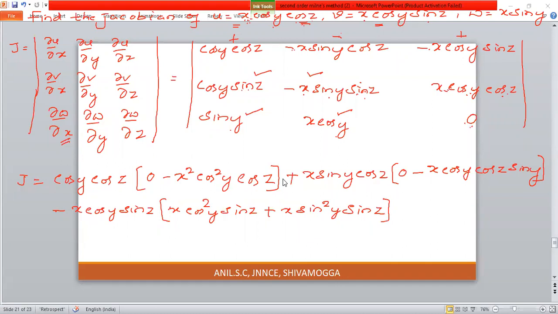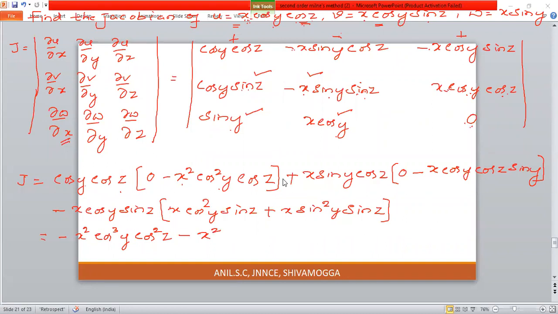The determinant is expanded. Now open all the brackets. Just open all the brackets. Cos y cos z into minus x square cos square y cos z. That is a minus x square cos y into cos square y is cos cube y. Cos z into cos z is cos square z. Minus x cube cos cube y into cos square z. And here plus into minus minus. X into x is x square.